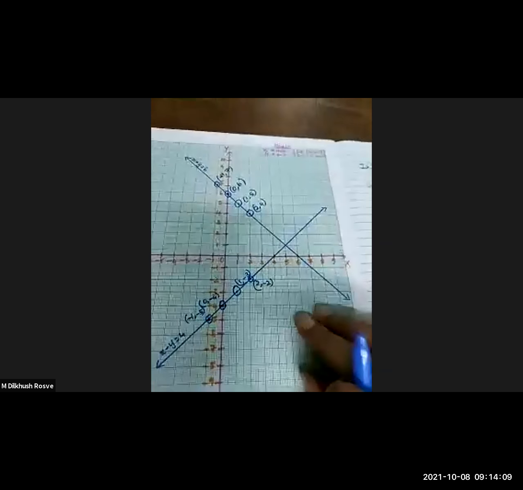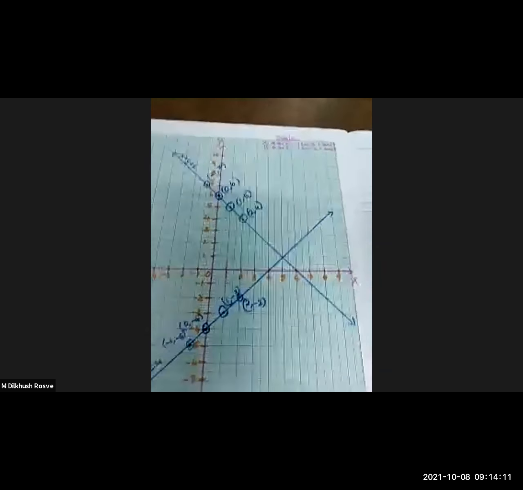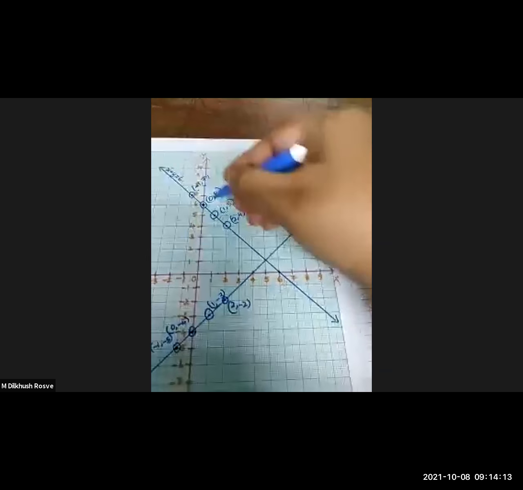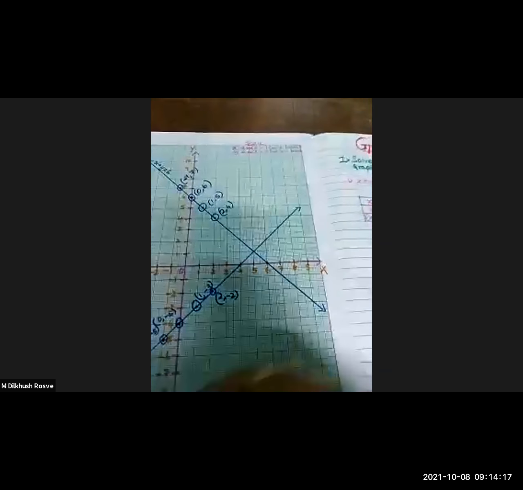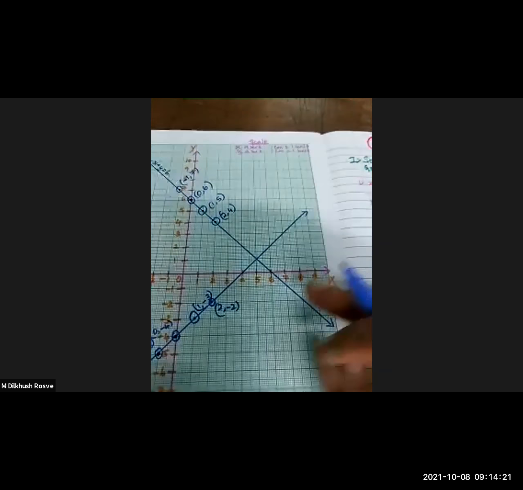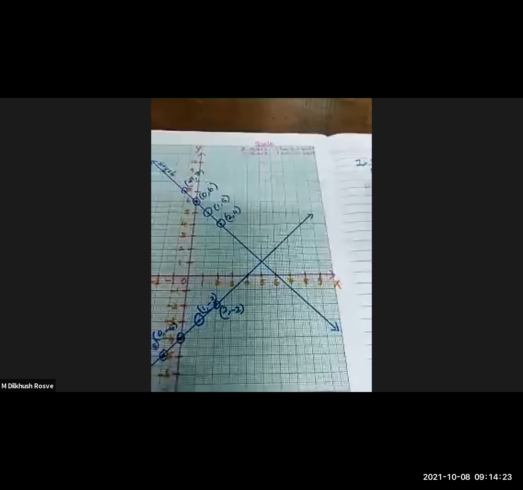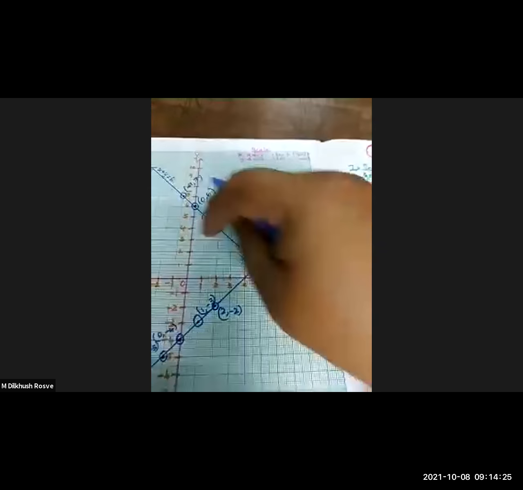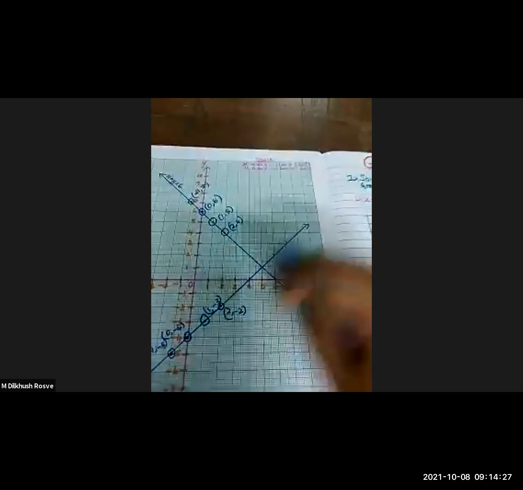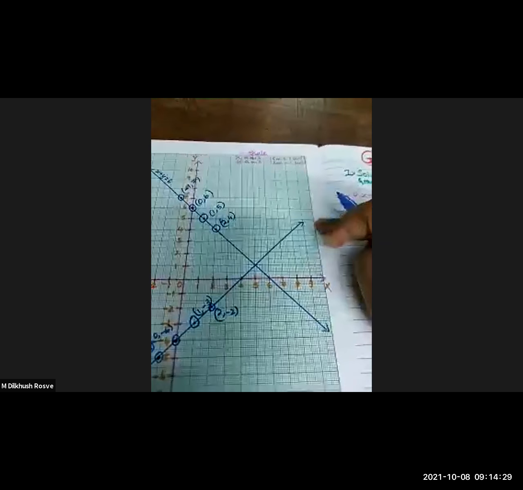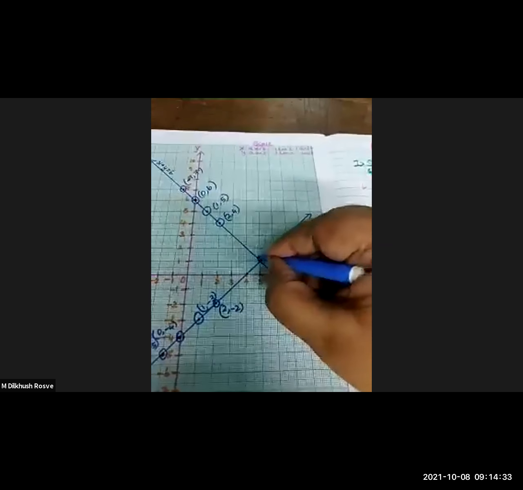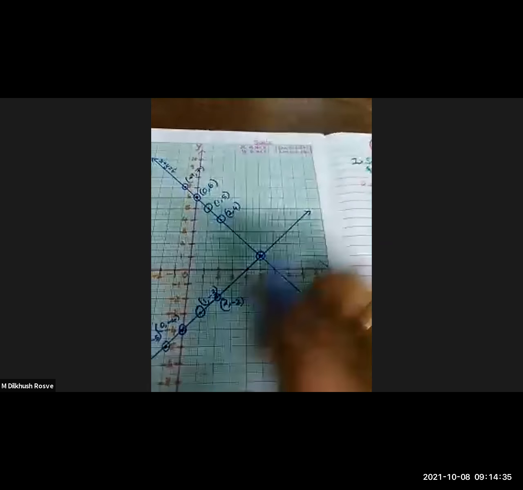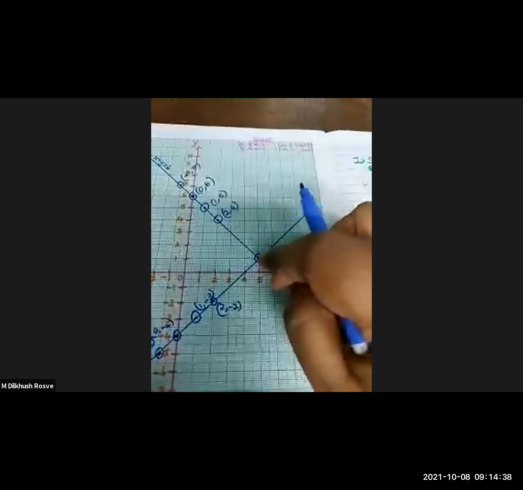Yes. Now how to find the answer? See, now we have x plus y equal to 6 and x minus y equal to 4. Using these two equations, we found the points. Those points we plotted on the graph so that we got 2 lines. These 2 lines are intersecting each other. So here 1 point is intersected, correct? These 2 lines intersect at a point.